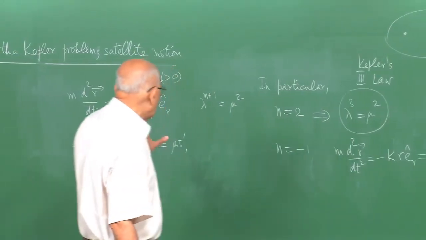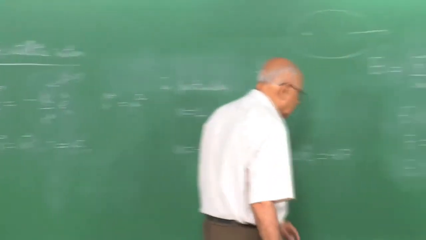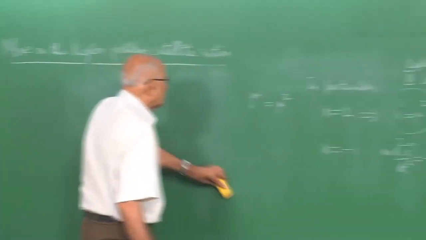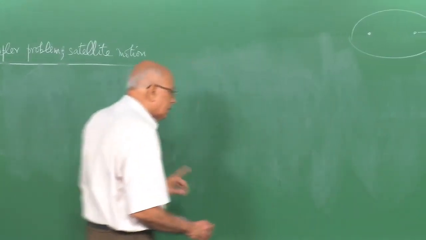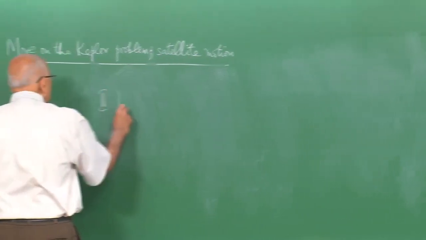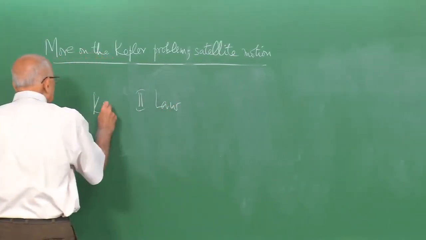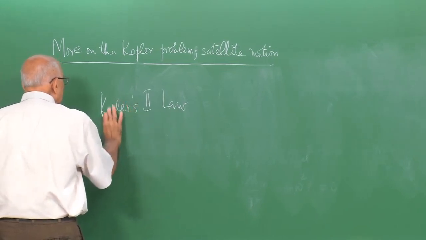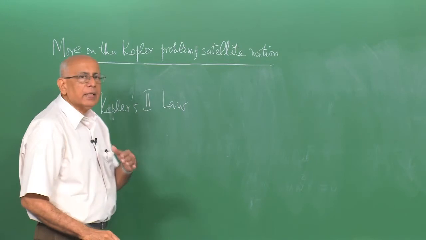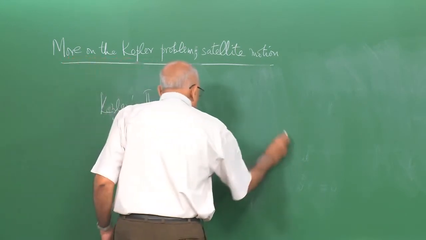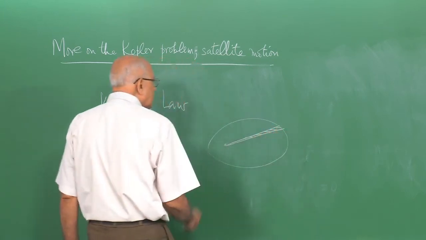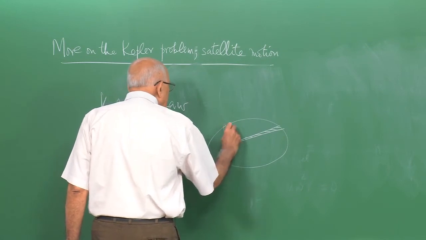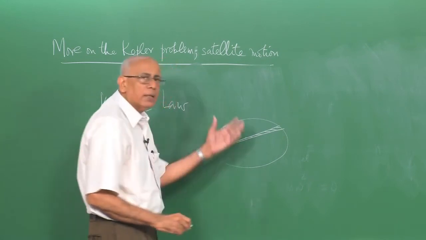Now what else is special about this inverse square law of force? And here is a fact which is very, very significant, which is what makes this potential, this force, so special. We know Kepler's second law, which says that the radius vector sweeps equal areas in equal times. So here is the radius vector, it sweeps in some given interval of time that area. Later on it sweeps in the same interval of time an equal area, and so on.